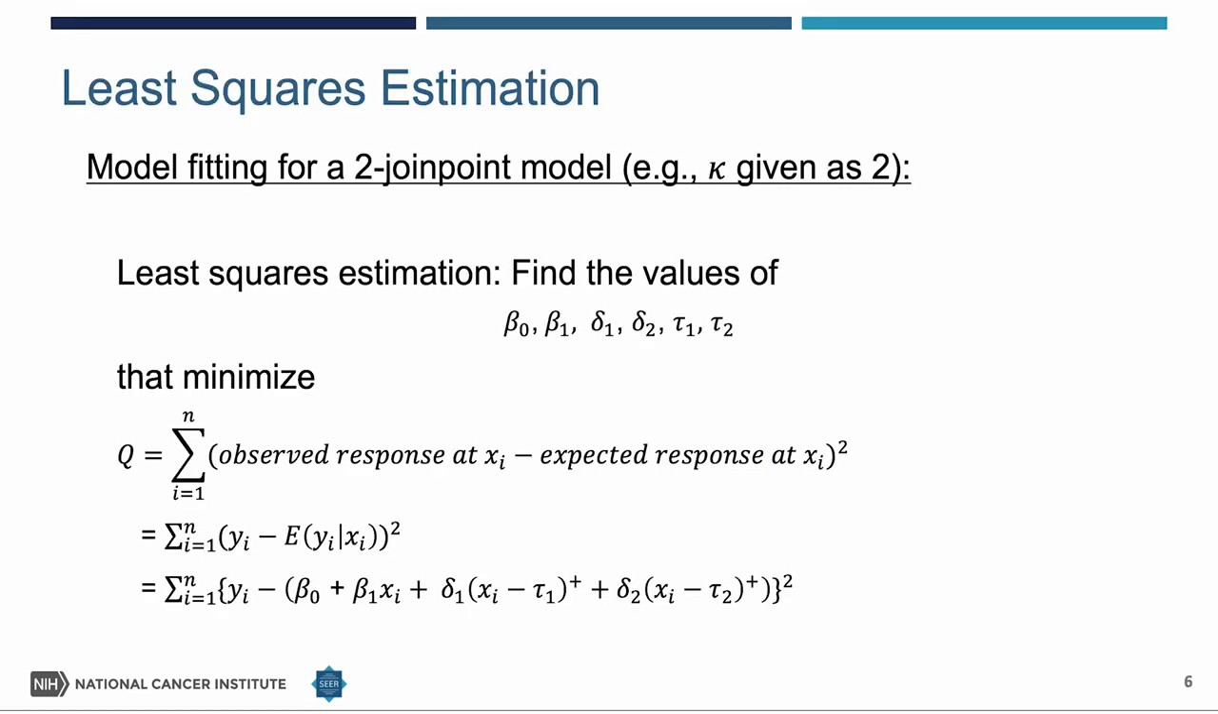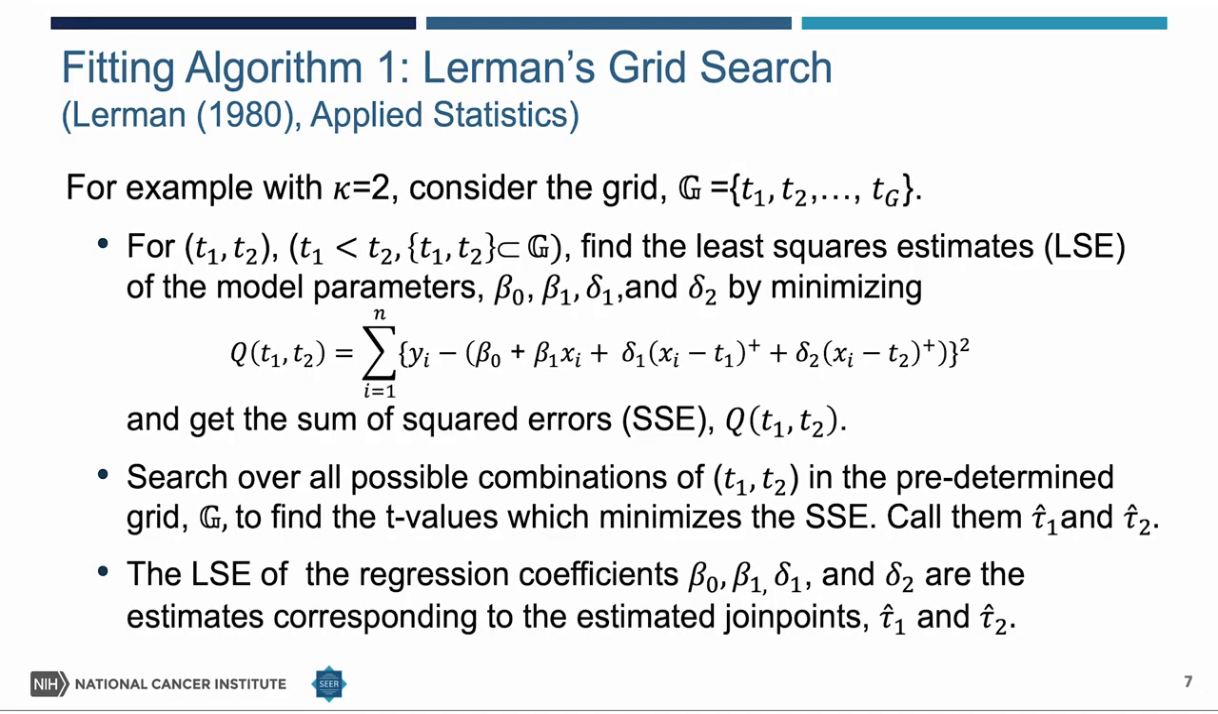The least squares method estimates the parameters by minimizing the sum of squared differences between the observed and expected responses. For Lerman's grid search, we assume that the locations of join points are on the predetermined grid and search for the possible locations of the grid points at which the sum of squared error is minimized.